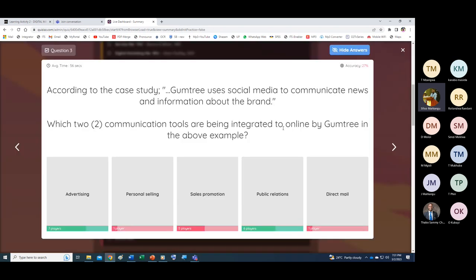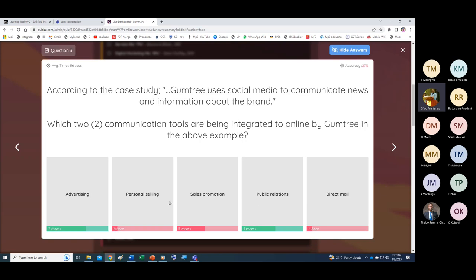Question number three, this one, according to the case study, Gumtree uses social media to communicate news and information about the brand. Which two communication tools are being integrated online by Gumtree? So it asks for two, you had to match. In this case, I see most of you were able to pick up advertising is part of it because you can see they are using it for actually promoting the brand. And you will see it also says to communicate news, which is more like public relations when you communicate news there.